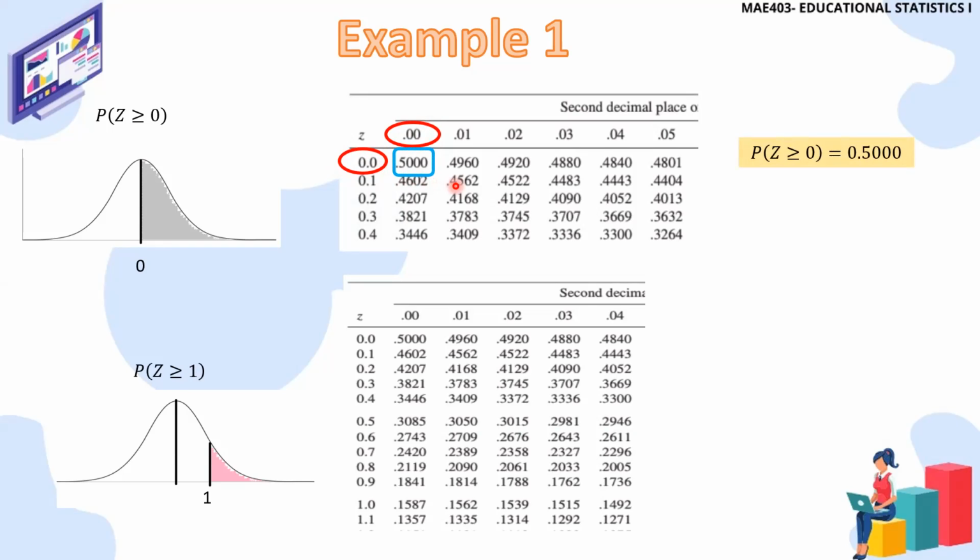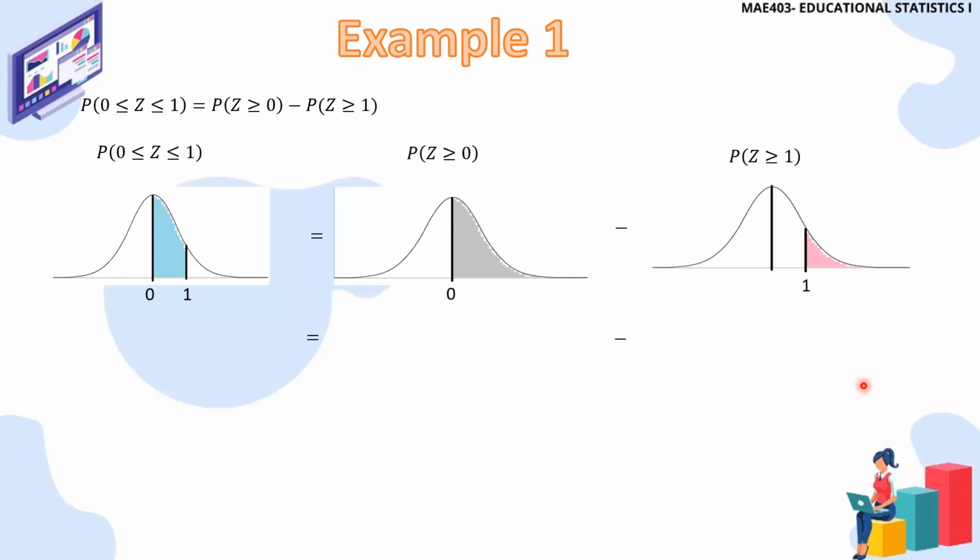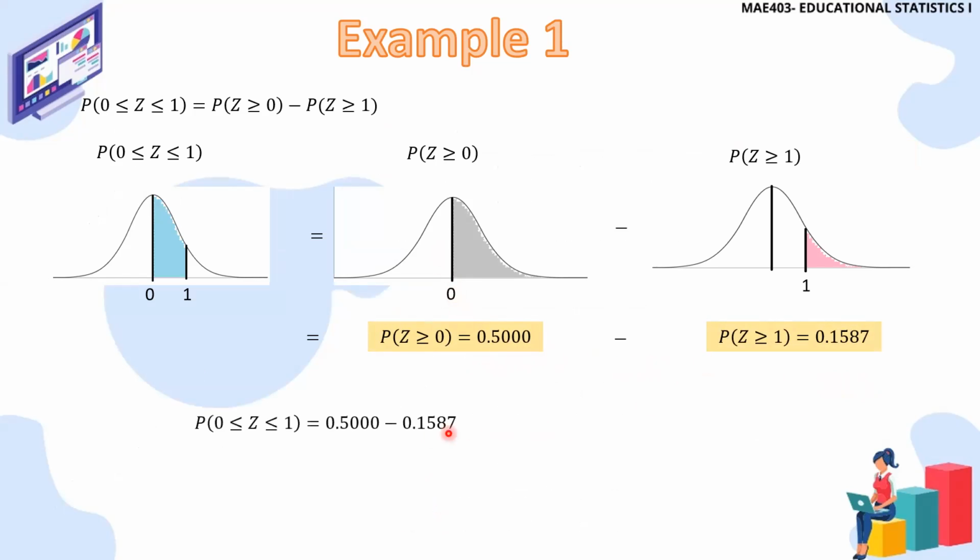Next, what is the probability of z greater or equal to 1? Find the first column here, refer to 1.0, and the row is 0. So the value of probability greater or equal to 1 is 0.1587. Then substitute the values: 0.5 minus 0.1587. Then you get the answer: the probability of z from 0 to 1 is 0.3413.